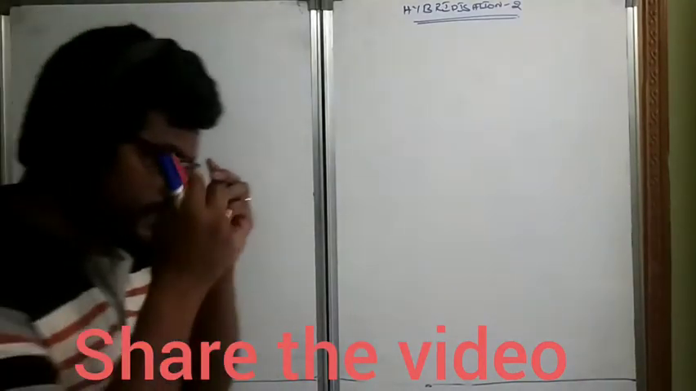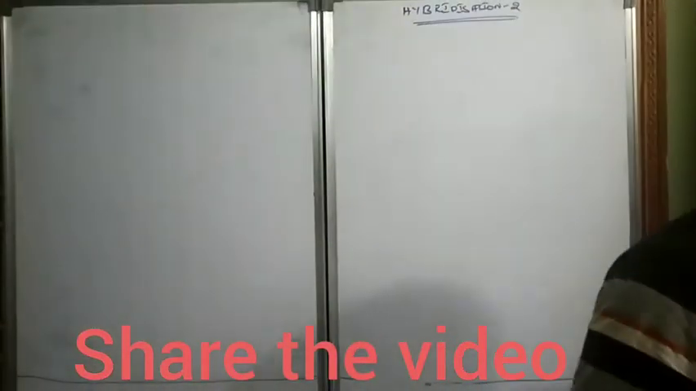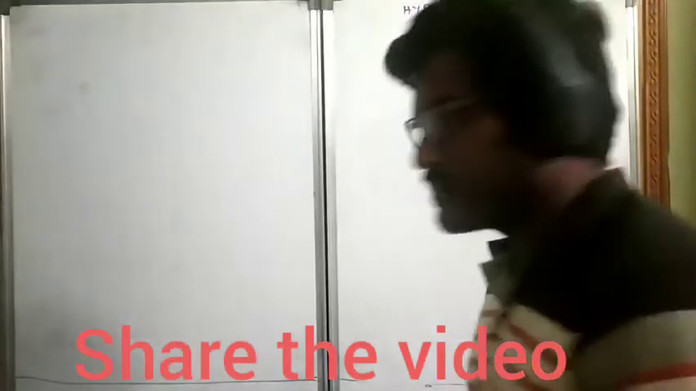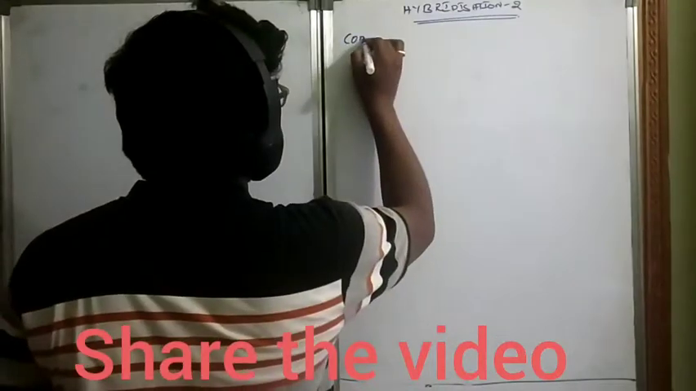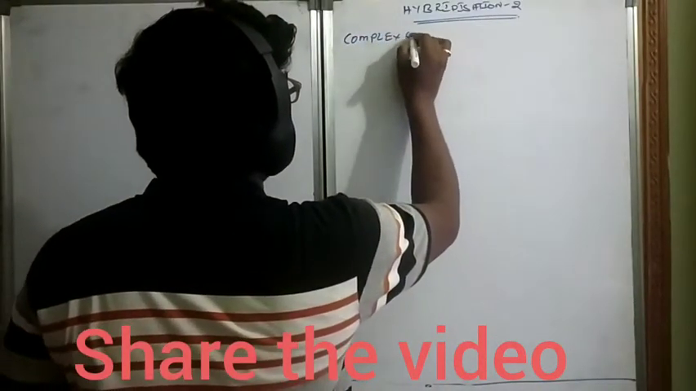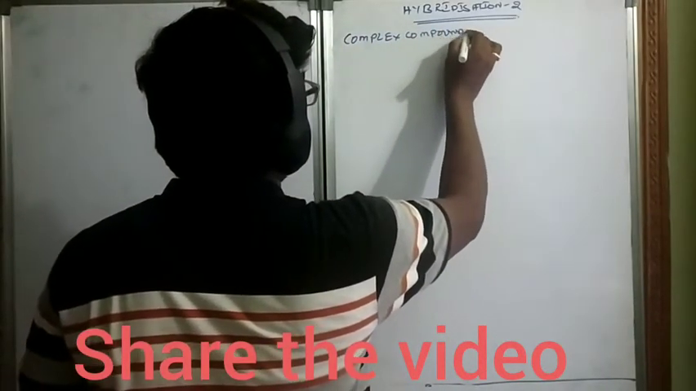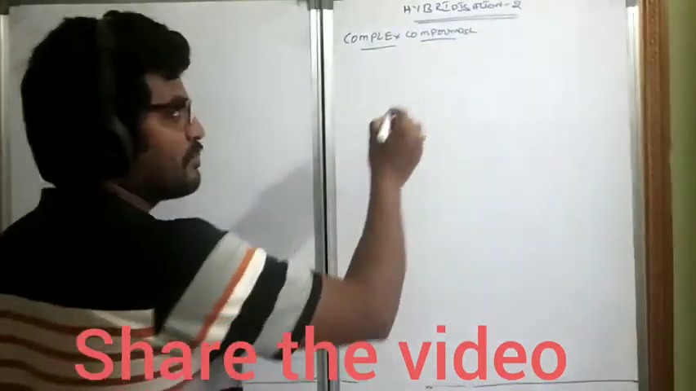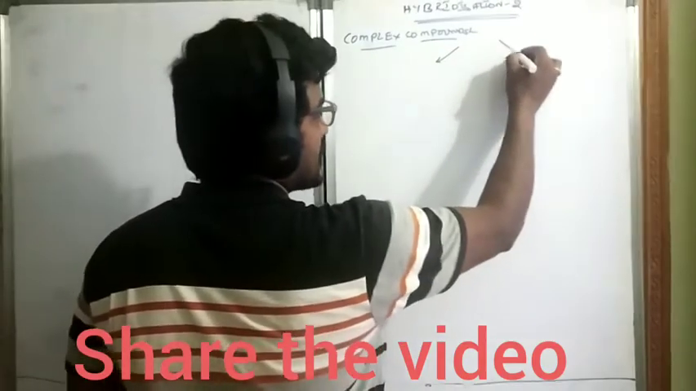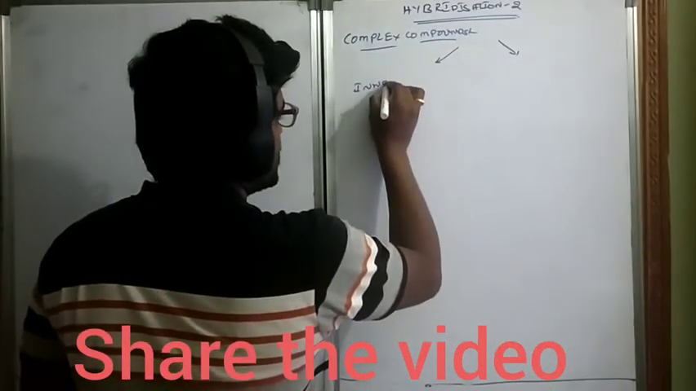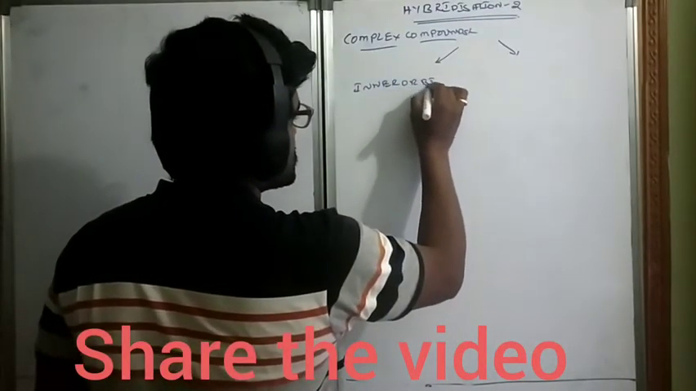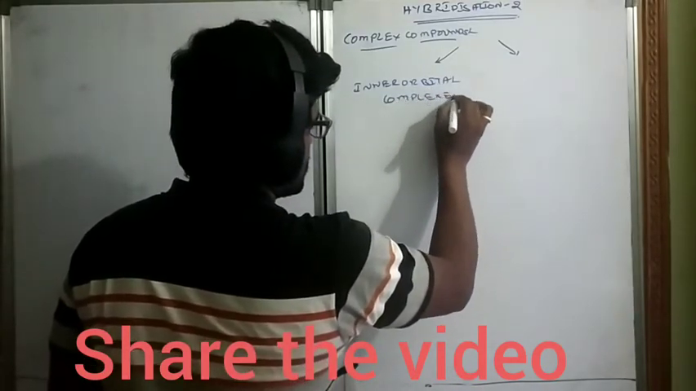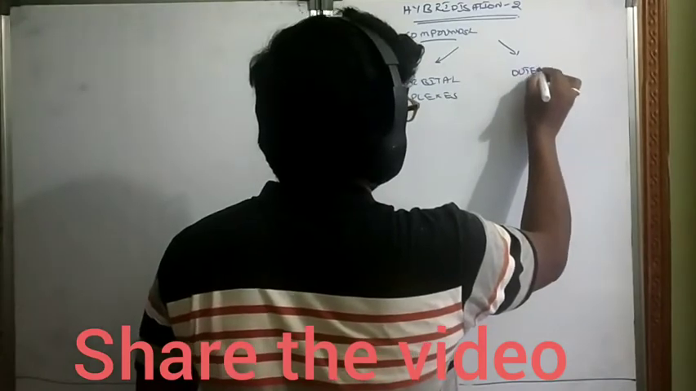Right. Let us see how to find hybridization in the case of complex compounds. In complex compounds we call them inner orbital complexes and outer orbital complexes.